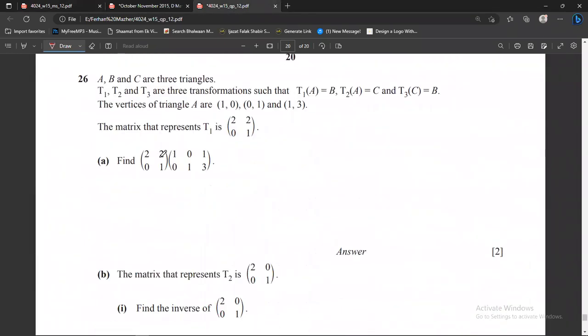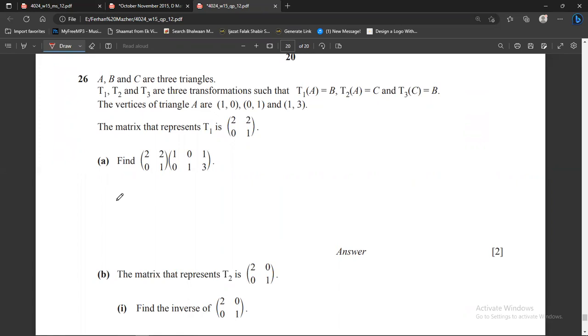Okay, so now we have question number 26. It says A, B, and C are three triangles. T1, T2, and T3 are three transformations such that T1A is equal to B. So if you do the transformation T1 on A, the image will be B. If you do the transformation T2 on A, the image will be C. If you do the transformation T3 on C, it will be mapped onto B. So the image will be B.